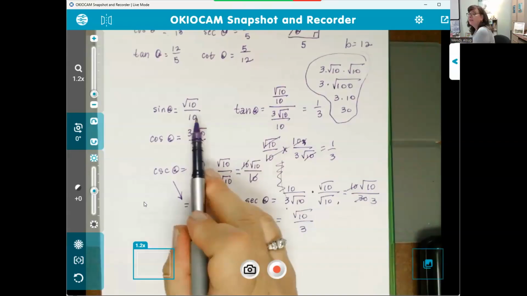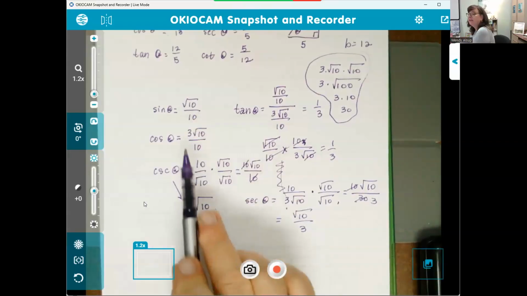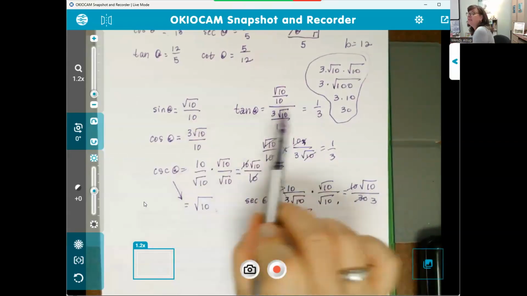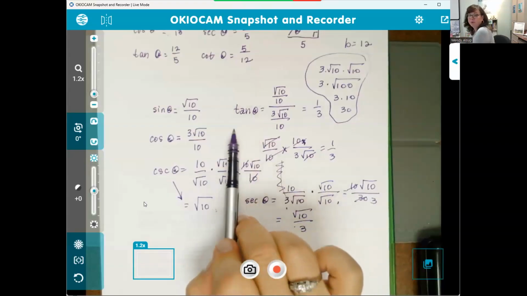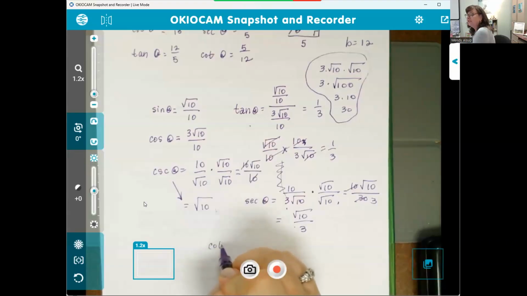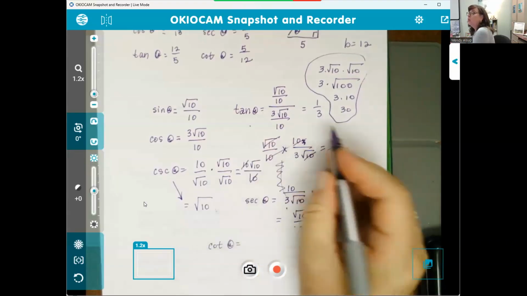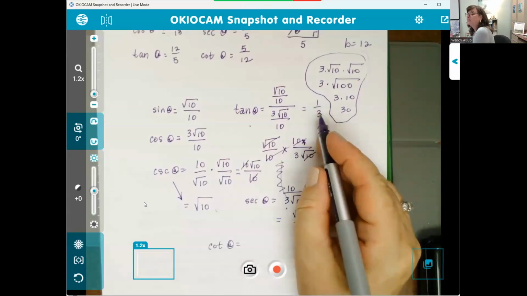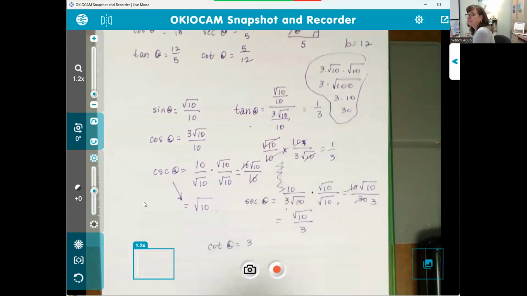All right, so that was sine, cosecant, cosine, secant. Now we just need the reciprocal of the tangent. That'll be the cotangent. So the cotangent of theta is going to be the reciprocal of 1/3, which is 3 over 1, which is 3. All right, good. That was easy enough.